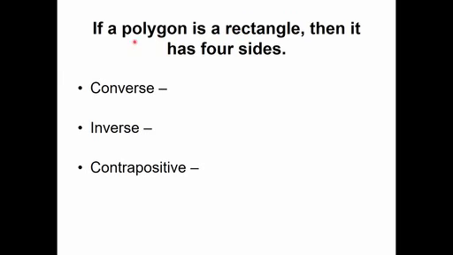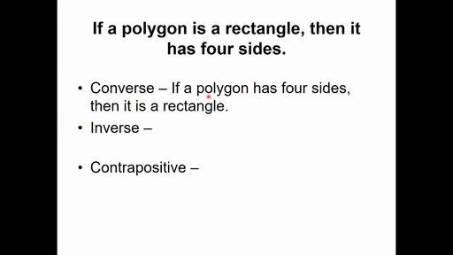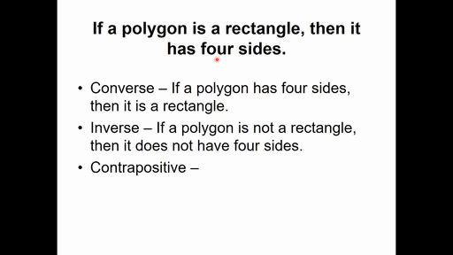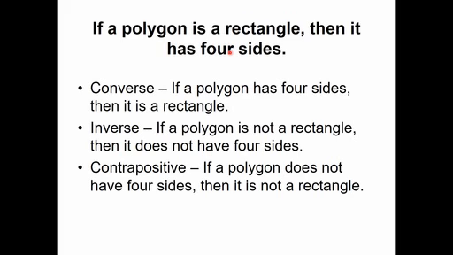So you're back. Hopefully you went through the exercise. Here's what they would look like. If a polygon has 4 sides, then it is a rectangle. Okay, we interchanged. Here's the inverse. If a polygon is not a rectangle, same order, we just negated them, then it does not have 4 sides. And finally, do both, interchange and negate. If a polygon does not have 4 sides, then it is not a rectangle.